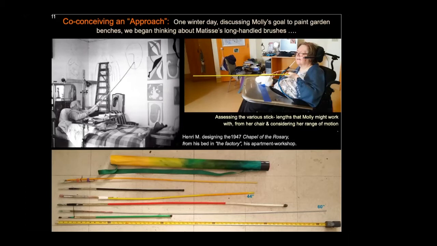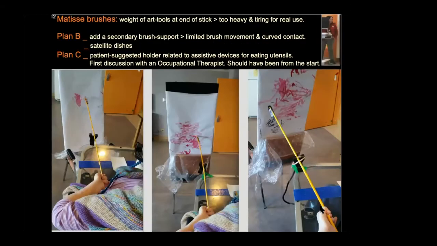So I was so inspired by her that I went home and brought in some variations of dowels or things that I have at home. And the weight seemed to be okay with her. Her favorite color at the time was yellow. So I went home and I made this quiver of different sticks, you can see that they're 44 inches long or 60 inches long. And I brought this in and we started doing experiments with the Matisse brushes.